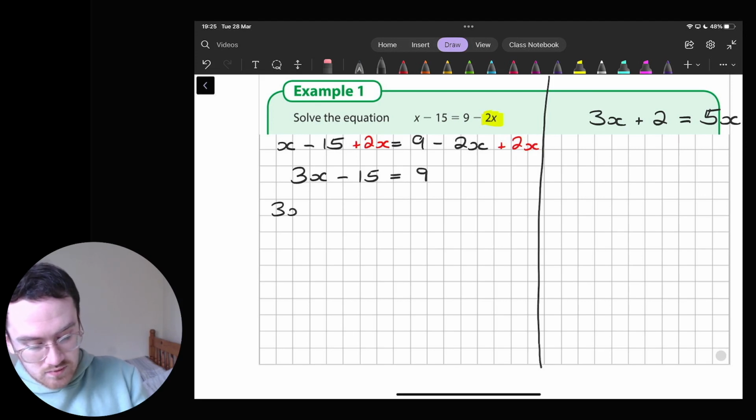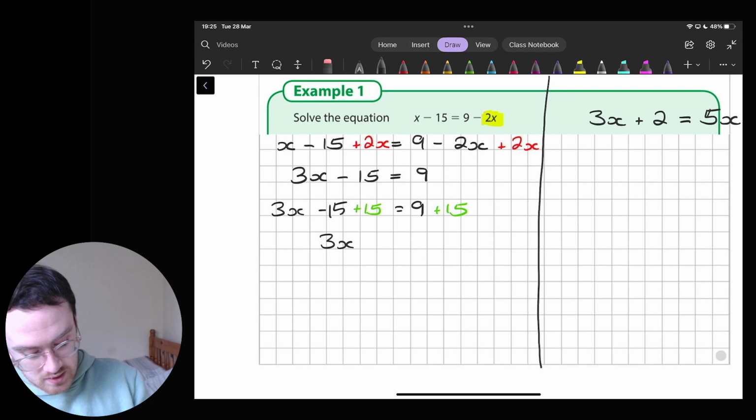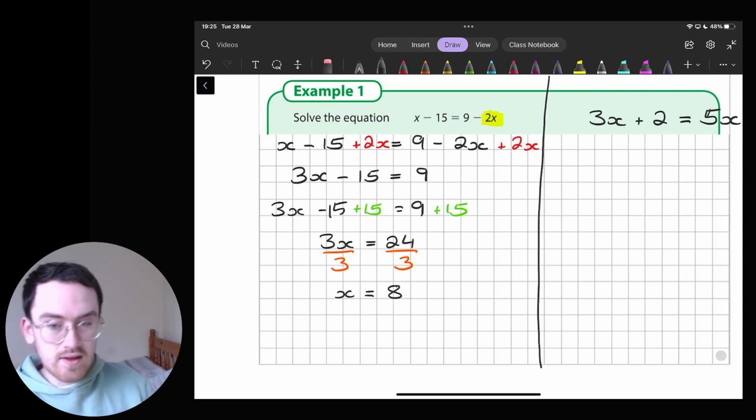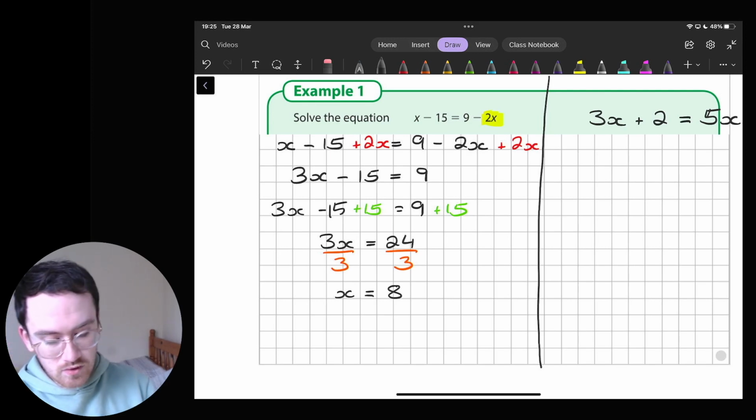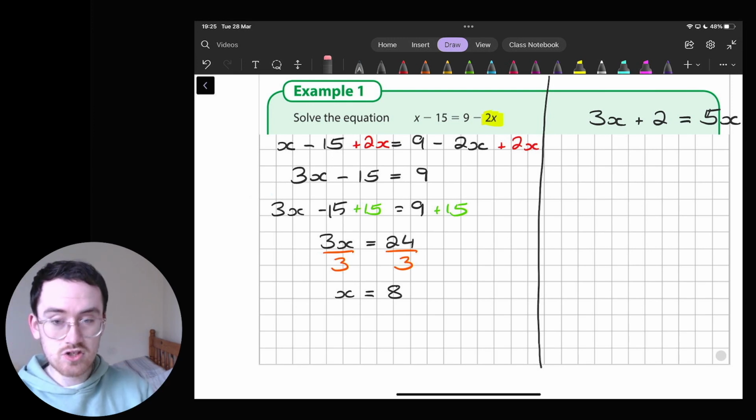Then I want to get rid of that 15. So again, as we've said, it's the same thing then from there on out, following the same steps. 9 plus 15. So 3x is equal to 24. And then we need to divide both sides by 3 to get that x is equal to 8 as our answer for that. So again, from this point on, it's the same as the ones in the previous video. So it's making sure that you're comfortable with those ones obviously first.